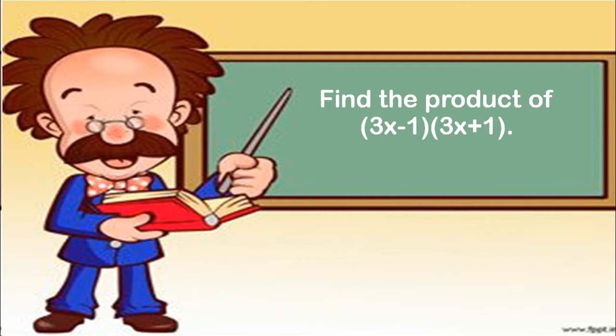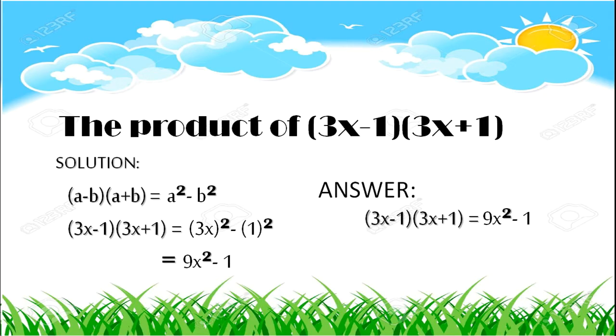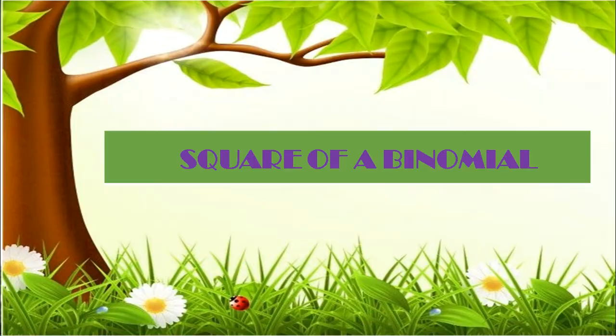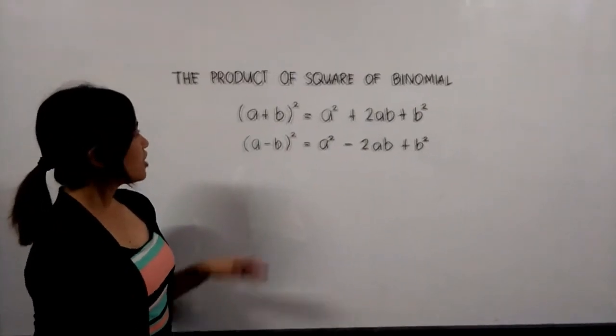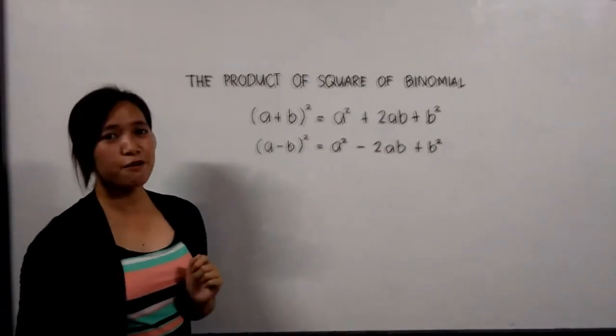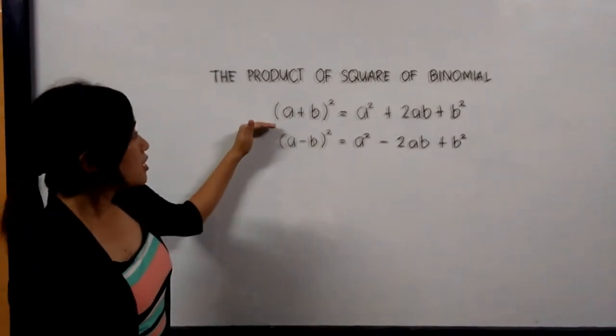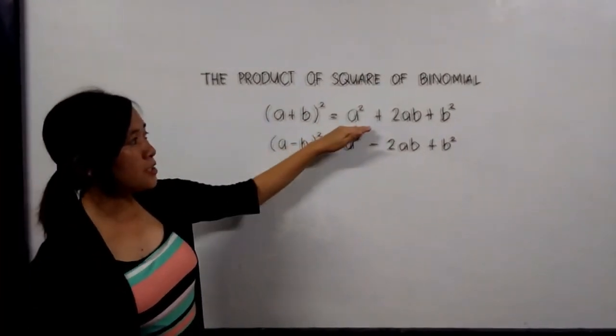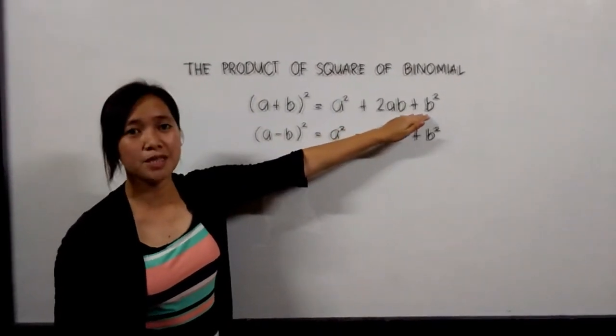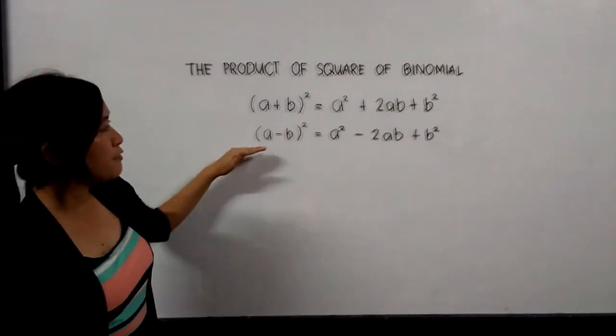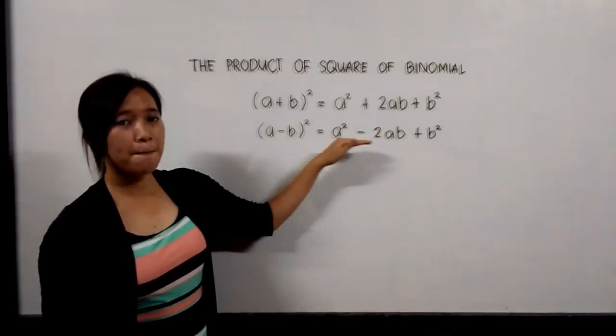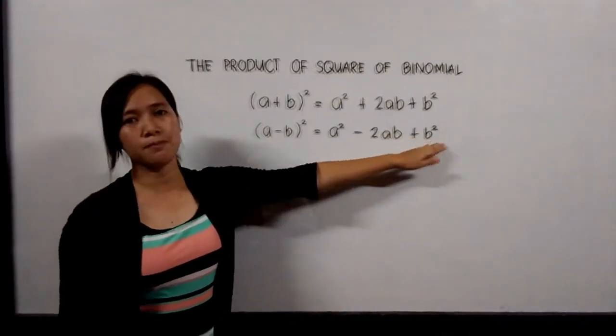Let's try this. Find the product of (3x - 1)(3x + 1). The product is 9x squared - 1. Square of a binomial. Here is the general formula for the square of a binomial. We have here (a + b) squared = a squared + 2ab + b squared, and (a - b) squared = a squared - 2ab + b squared.